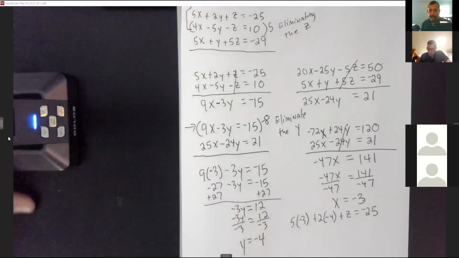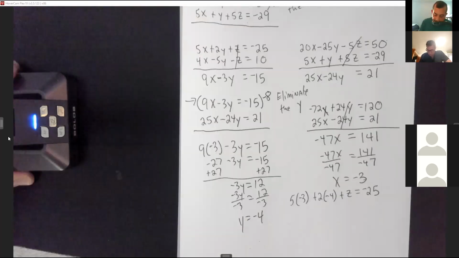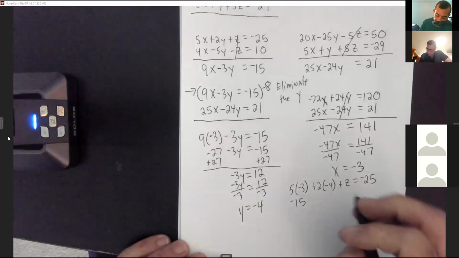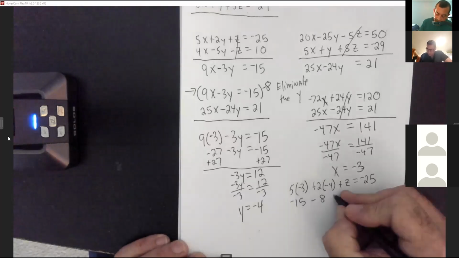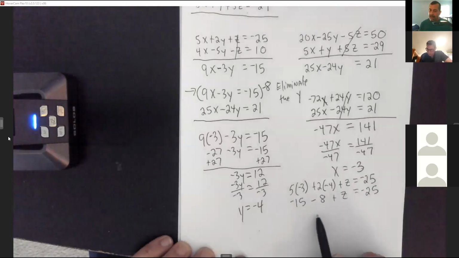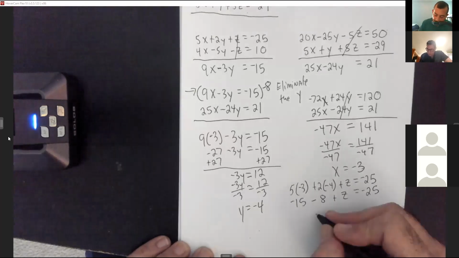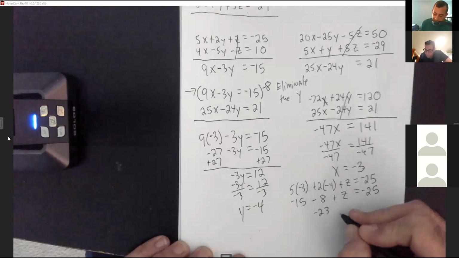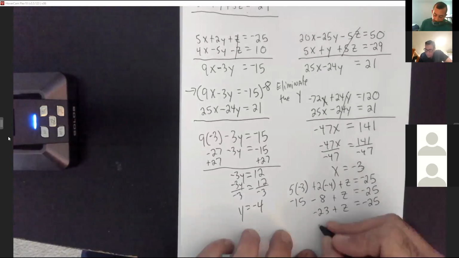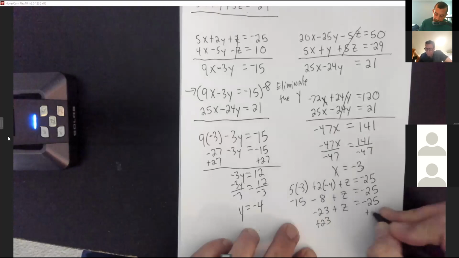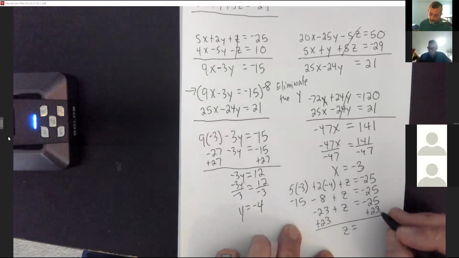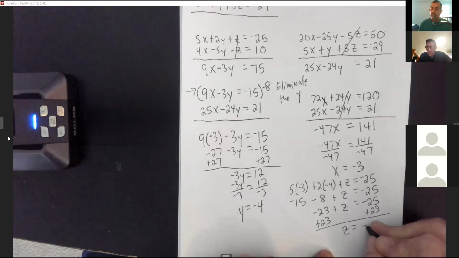All right, so I'm going to move this down just a little bit. So let's see, multiplying that's negative 15. 2 and negative 4 give me negative 8 plus my z. So negative 15 and negative 8 will give us a negative 23 plus our z equals negative 25. So my last step is to add 23 to both sides. And I get z equals, let's see, negative 25 and 23 give me a negative 2.